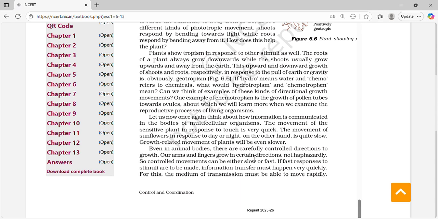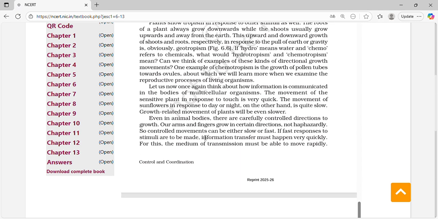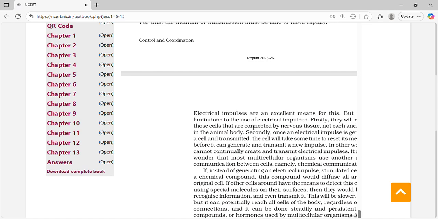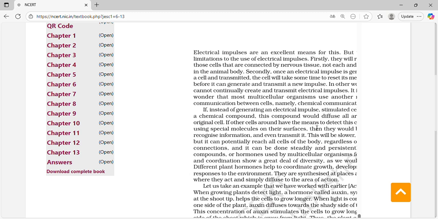Even in animal bodies, there are carefully controlled directions of growth. Our arms and fingers grow in certain directions, not randomly. So controlled movements can be either slow or fast. If fast responses to stimuli are to be made, information transfer must happen very quickly. The medium of transmission must be able to move rapidly. Electrical impulses are an excellent means for this, but there are limitations to the use of electrical impulses.